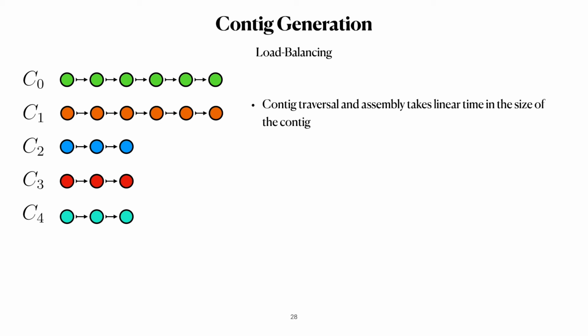The first step to doing that is the load balancing step. In the load balancing step, we make the assumption that the size of the contigs is proportional to how long it'll take to reconstruct that contig. So, for example, we assume that contig 0 will take about twice as long to assemble as contig 2, and that gives us a function that maps a contig to the amount of work we estimate it'll take.